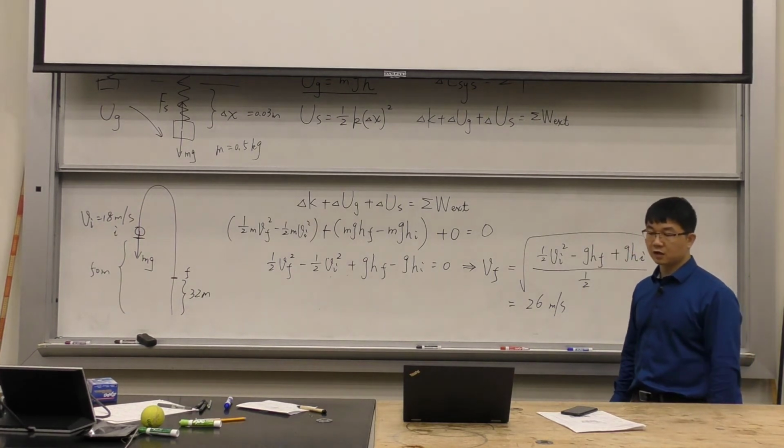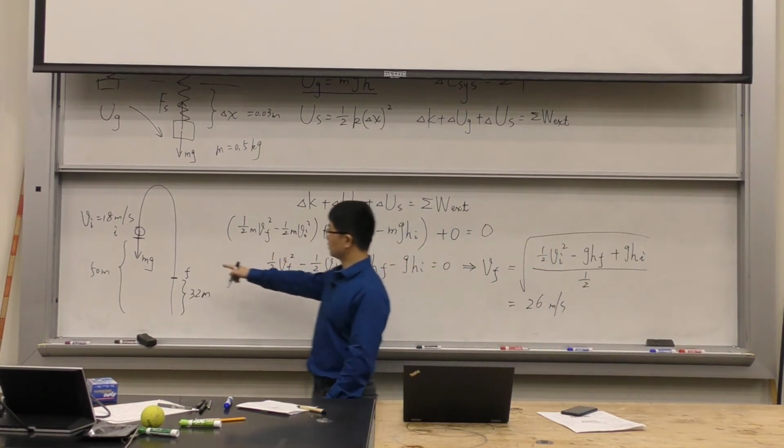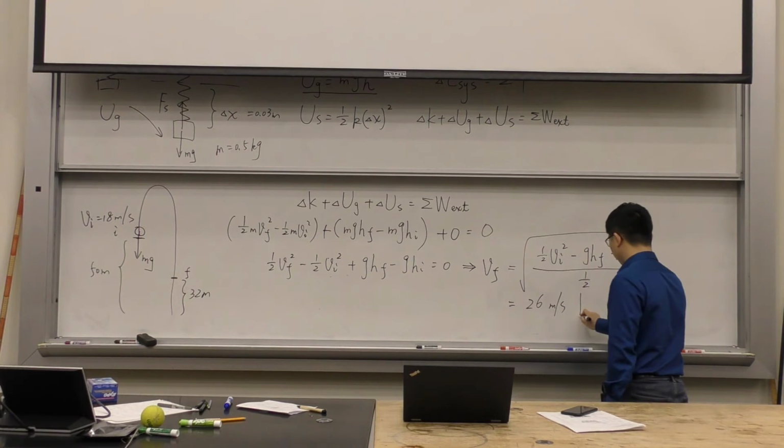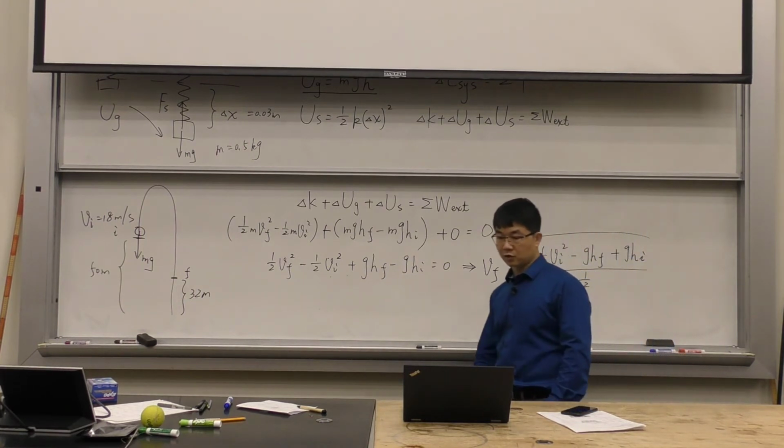What is the direction of the velocity? Well, in this case, obviously at 32 meters, it's falling, right? It's already falling at that point, so that's that. Okay, so that's how we use conservation of energy to solve this problem.